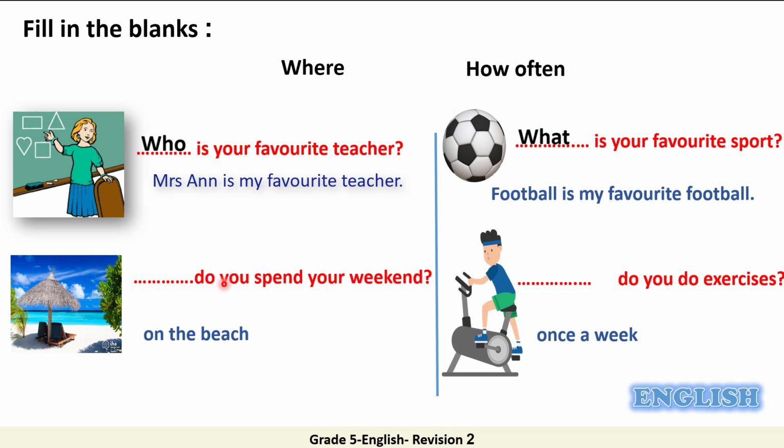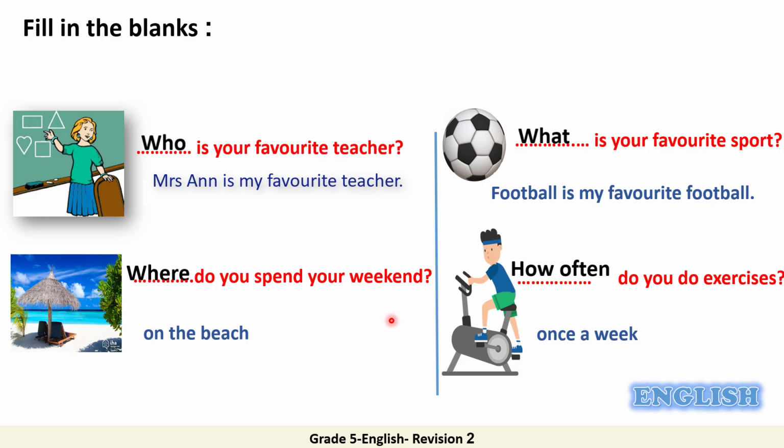Blank do you spend your weekend? On the beach. On the beach is a place. Which word asks about places? Excellent. Where? Blank, do you do exercises? Once a week, which means one time a week. So we need the question word that means how many times. Amazing. How often? Easy and simple, right?